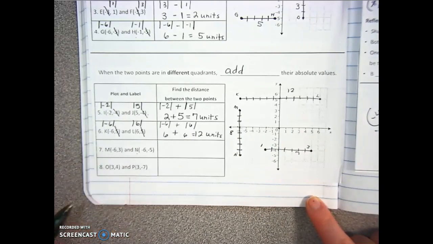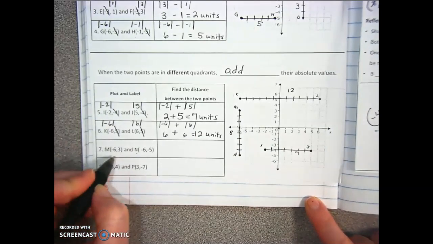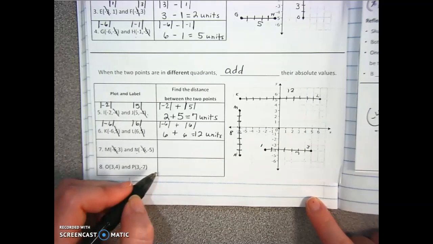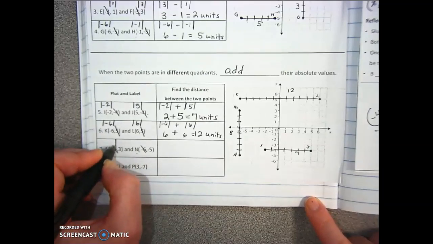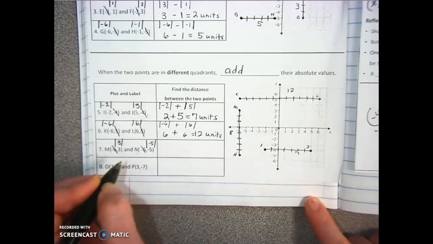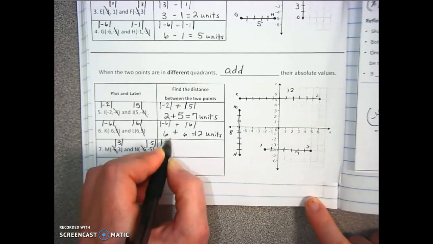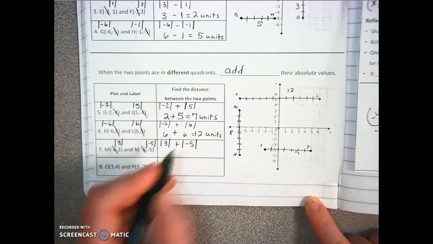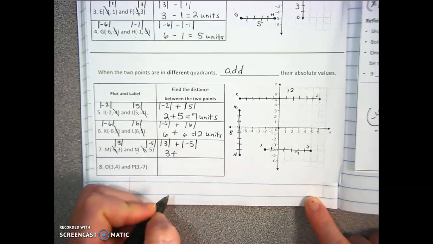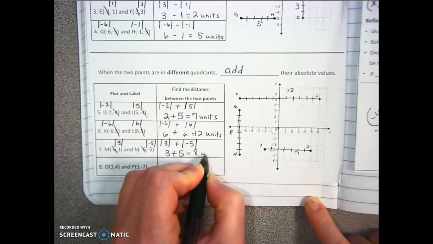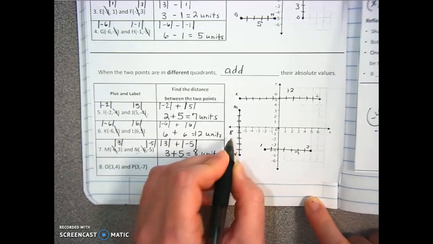Now we'll check it using our absolute values. So the identical coordinate for this one is the X coordinate. So I'm going to cross that out, and we're going to just look at our Y coordinates. So we have the absolute value of +3 and the absolute value of -5. I'm going to rewrite that. The absolute value of 3 is 3. The absolute value of -5 is 5. Add those together and you get 8 units, which is correct.